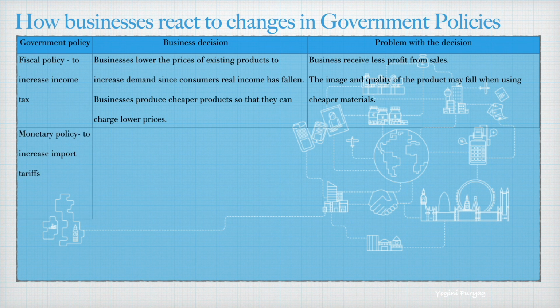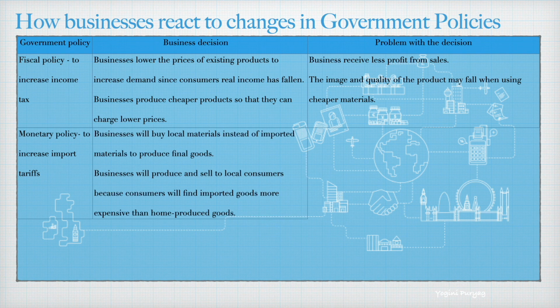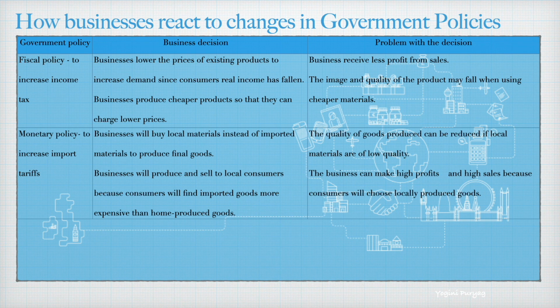Monetary policy to increase import tariffs. Businesses will buy local materials instead of imported materials to produce final goods. Businesses will produce and sell to local consumers because consumers will find imported goods more expensive than home-produced goods. The quality of goods produced can be reduced if local materials are of low quality. The business can make high profits and high sales because consumers will choose locally produced goods.